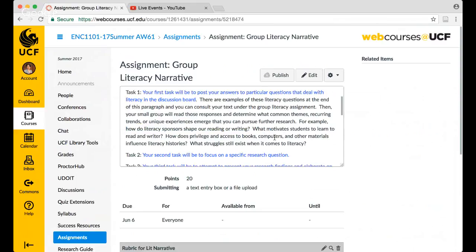How does privilege and access to books, computers, and other materials influence those literacy histories? So again, I want you to think about the things that y'all have in common and then the things that are different, and think about what questions come about from that.